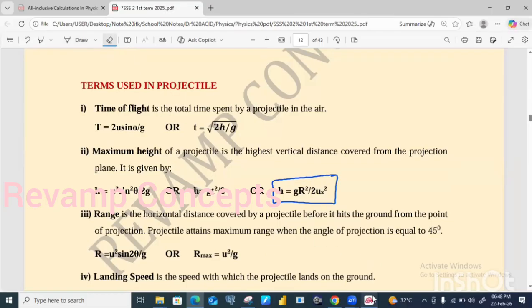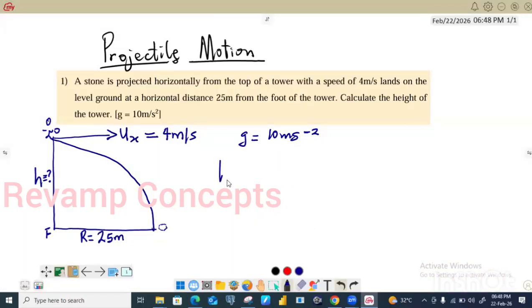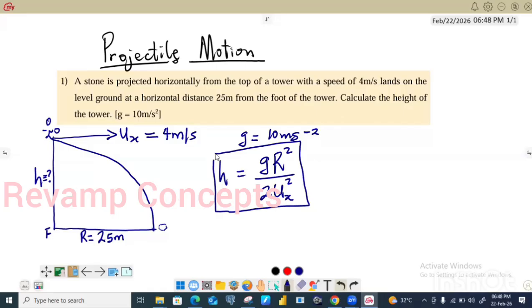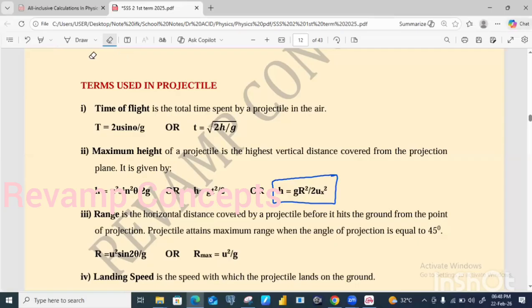So let's go back. You can calculate your height using this formula: H equals g r squared over 2 u squared. Remember, this u is in the horizontal direction, so that's why I put x there. Now, this formula is also a derived formula. It is derived from two formulas, and let me quickly show you those two formulas.